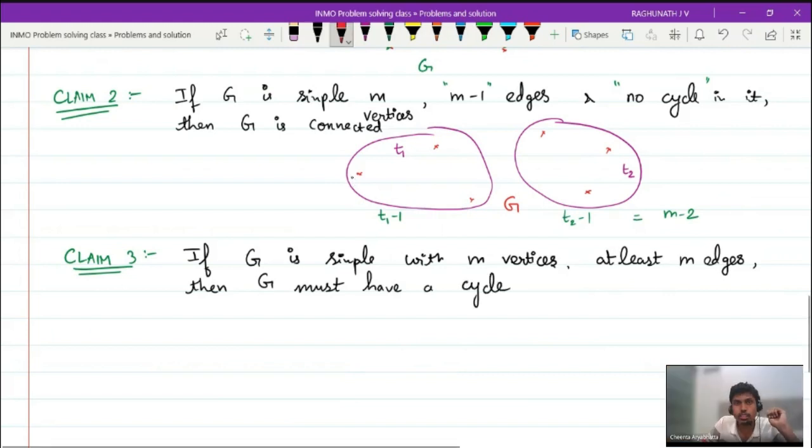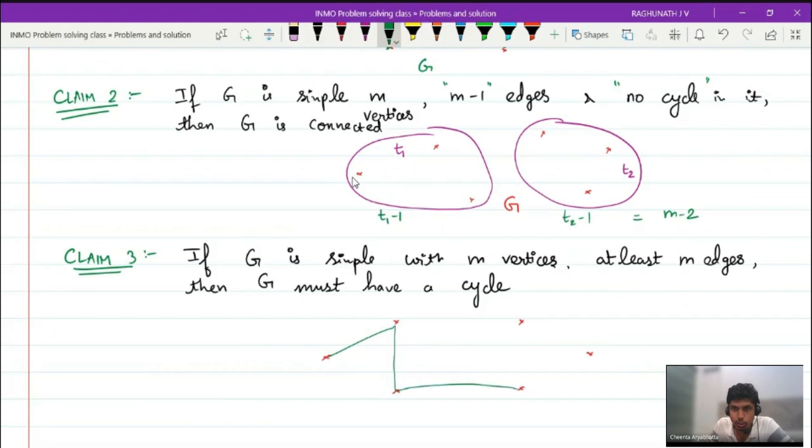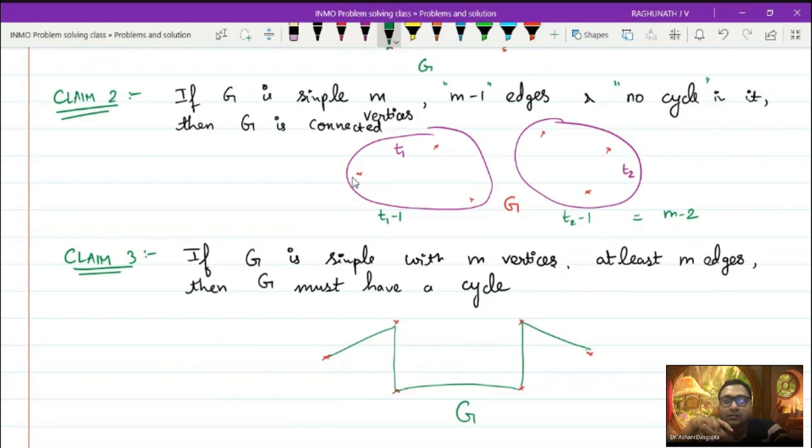So suppose it has m vertices, just for an example, and at least m edges, we should prove that there exists at least a cycle. What you do, you just take out one edge randomly from somewhere. What will you be left with? M vertices and m minus 1 edges, right? Assume that there is no cycle in it. Okay. If you assume like that, then go back to claim 2. We observe that G is connected, right? G is connected with m minus 1 edges only. So assuming that there is no cycle.